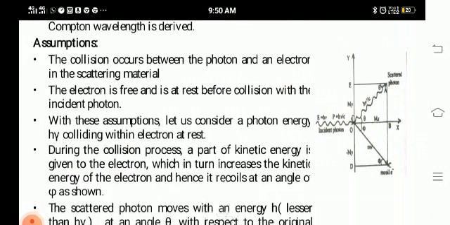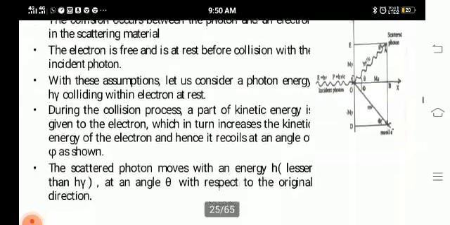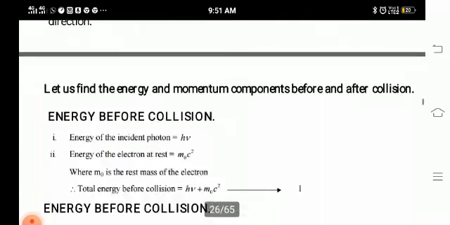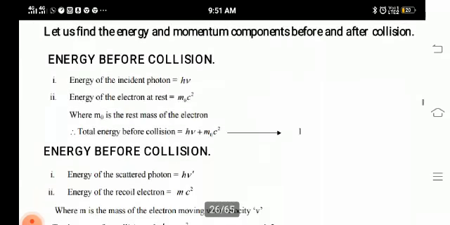With these assumptions, let us consider a photon of energy h nu colliding with an electron at rest. During this collision process, a part of the energy is given to the electron, and so the electron becomes a recoil electron which is moving at an angle of phi. The scattered photon moves with the energy h nu dash and an angle of theta with respect to the original direction. For that, we are going to have the total energy and total momentum.